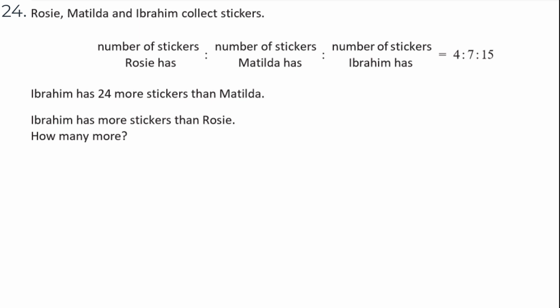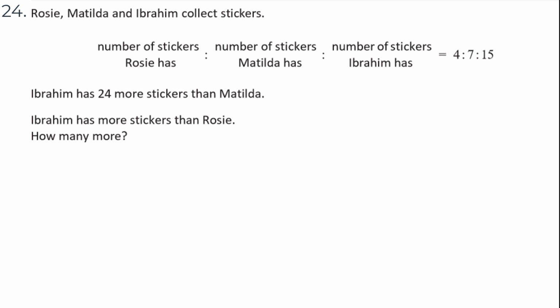Rosie, Matilda and Ibrahim collect stickers. And I've got a ratio here. It says the number of stickers Rosie has to the number of stickers Matilda has to the number of stickers Ibrahim has are in the ratio of 4 to 7 to 15. Now, Ibrahim has 24 more stickers than Matilda. Ibrahim has more stickers than Rosie. How many more?